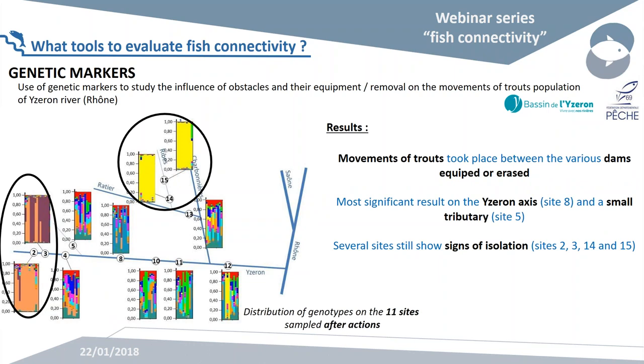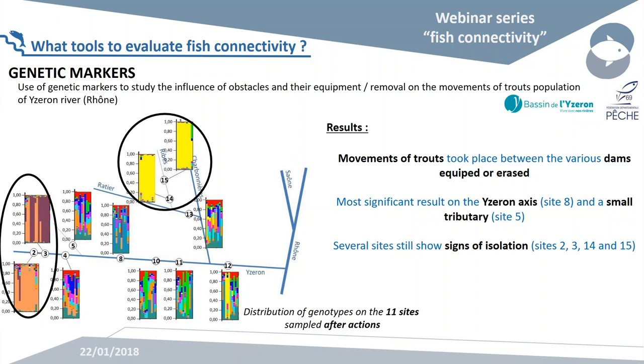What we can see is first that we have significantly good results on the main channel and on the tributary, site number 5 and site number 8. So we have significant movements of trout thanks to the fishway and the dam removals. But we also still have several sites that show signs of isolation.